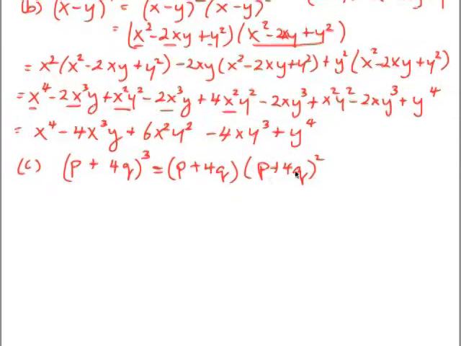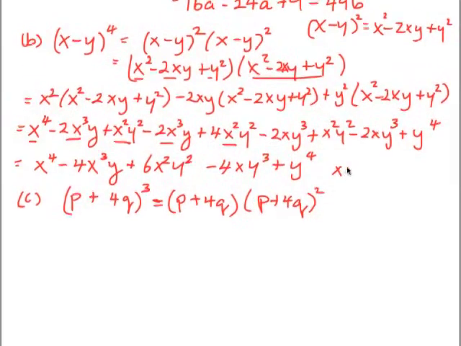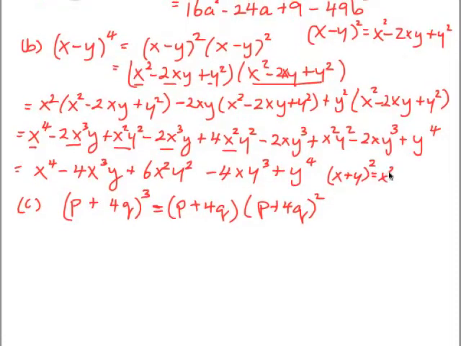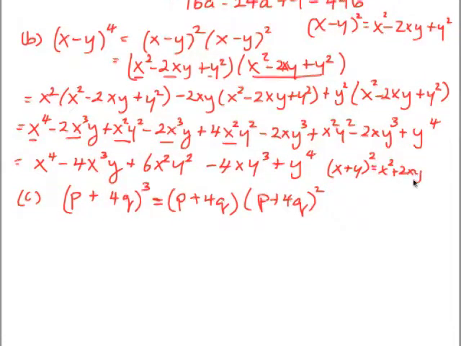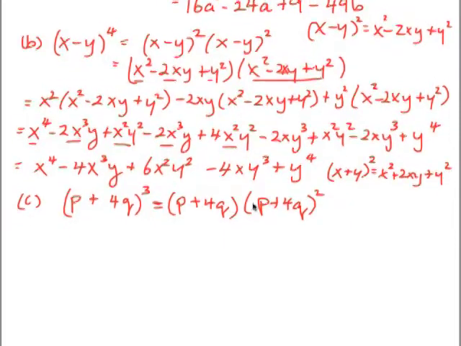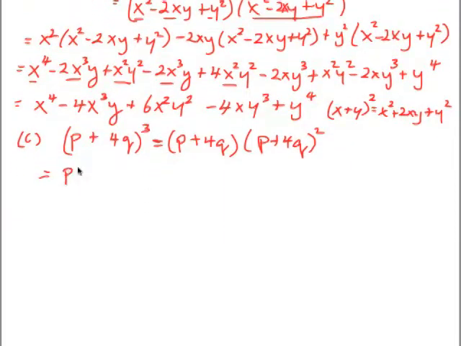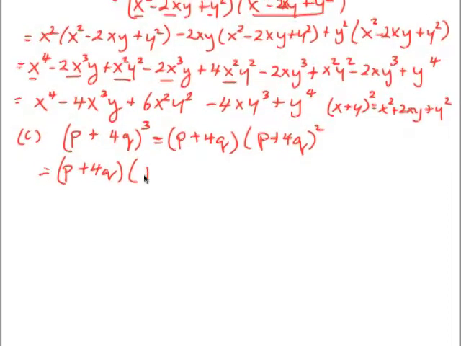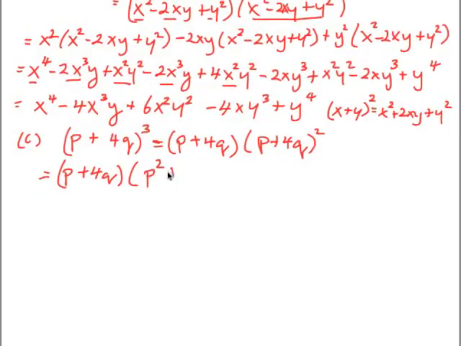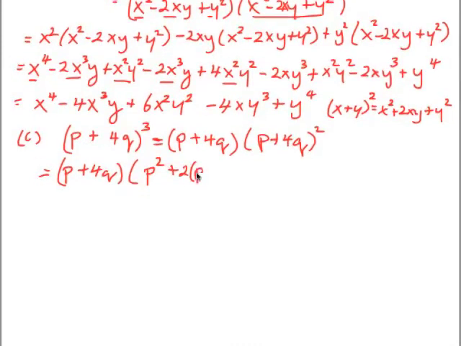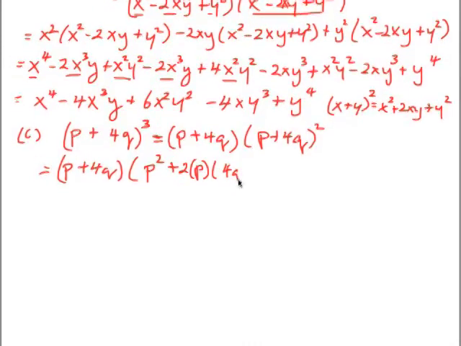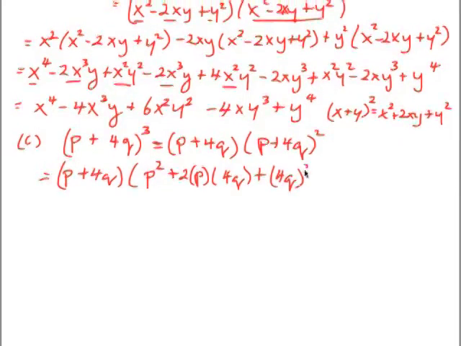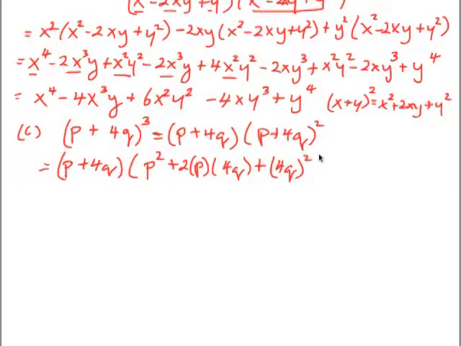Now, of course, we can apply our square property here. Remember when we had this squared, this came out to be x squared plus 2xy plus y squared. So let's apply that. This will become p plus 4q by the p squared plus twice the p by the 4q plus the 4q squared. And we'll close the bracket.